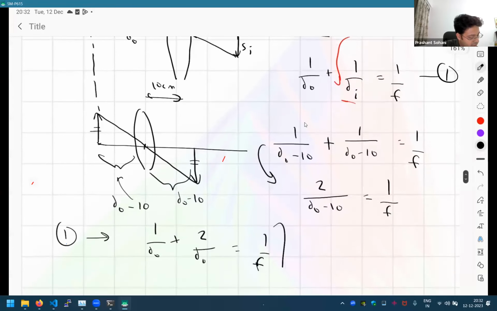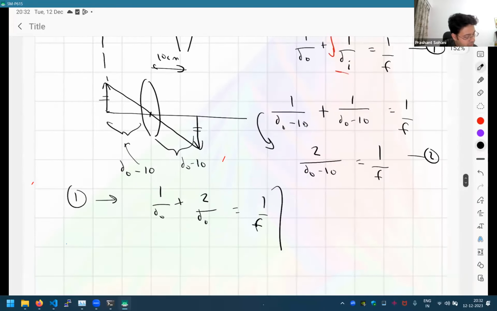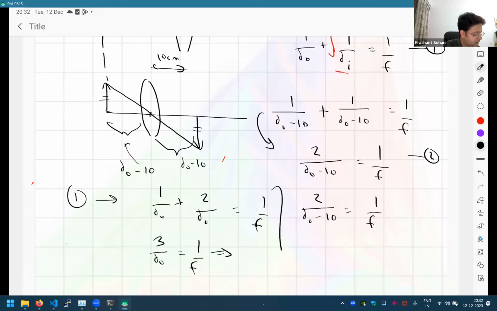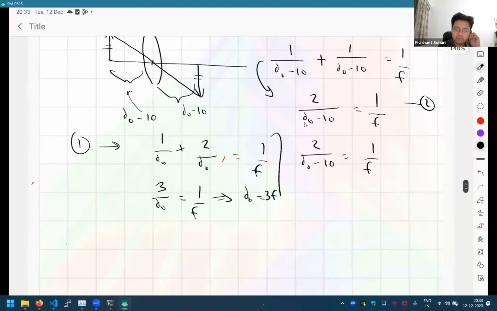This is equation 1. And equation 2, which we are just writing out here: 2 upon DO minus 10 is equal to 1. And so from this equation, what we are getting is that I can replace DO by 3F, right? So I can eliminate DO and work only in terms of F, because that is the answer I'm looking for. I'm supposed to find the focal length. That is why I'm eliminating DO. So what will this equation give me? 2 upon 3F minus 10 is equal to 1.